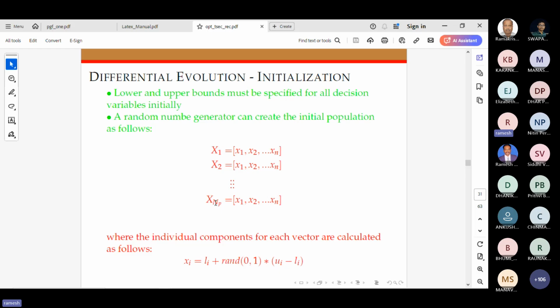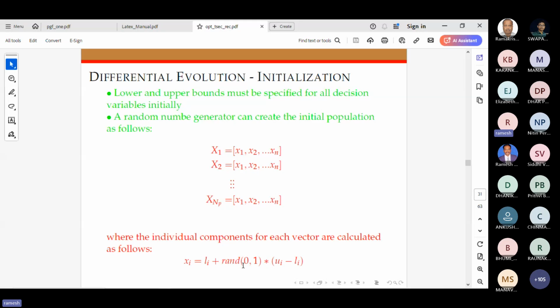Like in the example that we have taken, there were 10 population members, but 10 is a very small number. Normally we use 100 or something like that. If you take 100, you'll have to create 100 vectors like this. That is one important thing. All individual vectors are created in this fashion. So this is xi, or any of these x1, x2, etc. This is equal to li, that is the lower limit on the ith decision variable, plus a random number between 0 and 1.